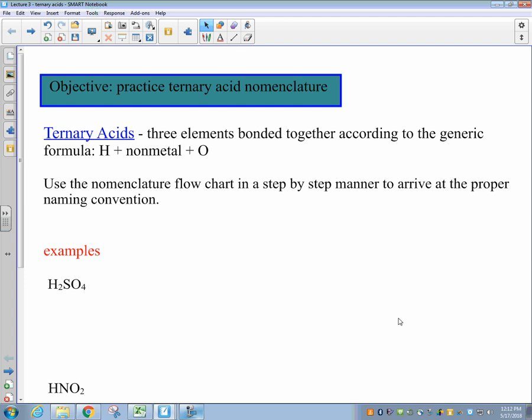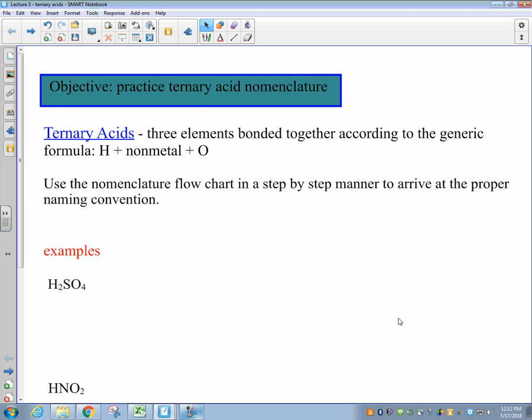Looking at our nomenclature here, we're dealing with a particular type of species, which is referred to as either a ternary acid or an oxoacid. Those ternary acids are made up of three elements bonded together with a generic formula of hydrogen plus some nonmetal plus oxygen. And we're going to be using your nomenclature flowcharts as a step-by-step guide in order to find the right pathway to come to the correct name for these different species. So let's go ahead and jump right into our examples.